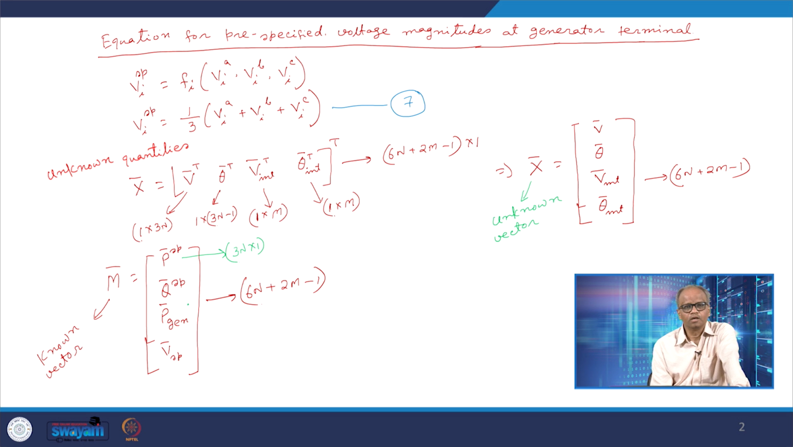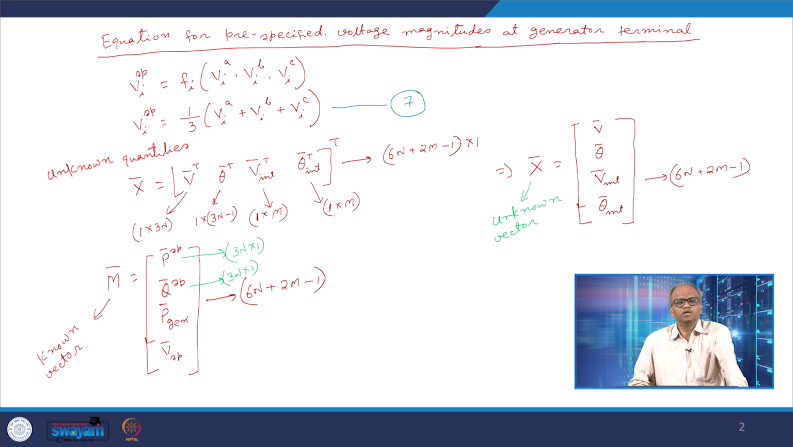Similarly, Q specified also is nothing but the specified reactive power injection at each of these original buses corresponding to each phase. Please note, when we have an n bus system having m generators, the size of the augmented system becomes n plus m buses, but P specified and Q specified are actually the quantities associated with the original n buses. So, Q specified would also be 3n cross 1.